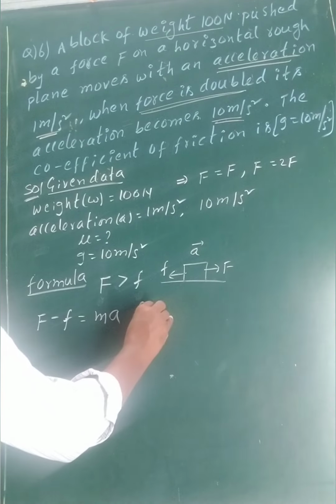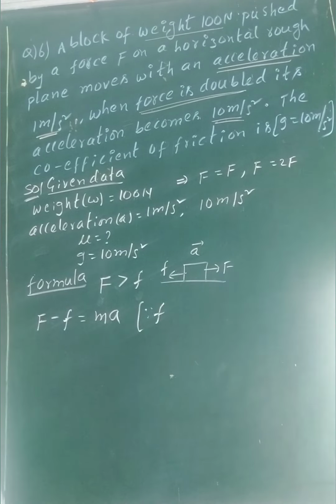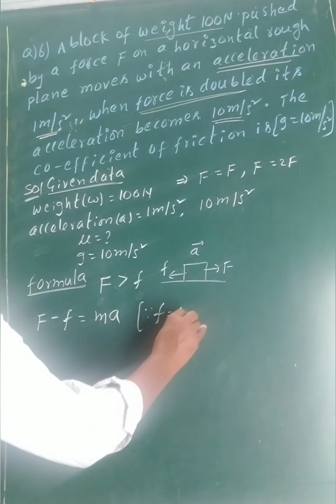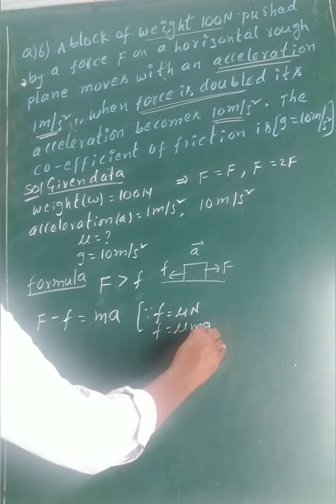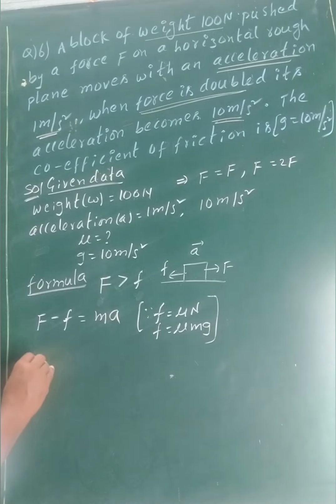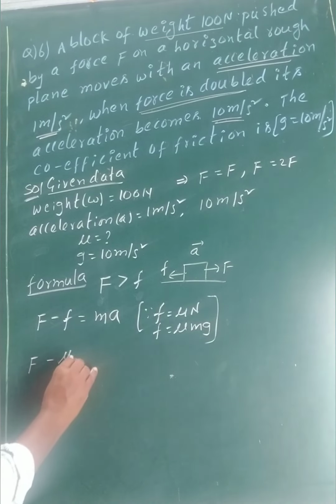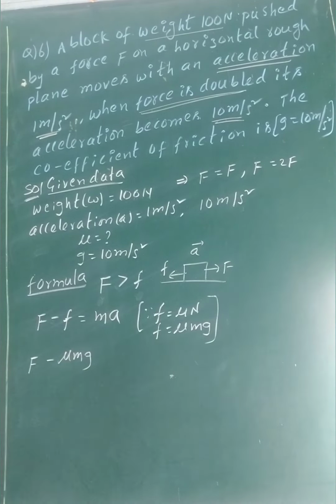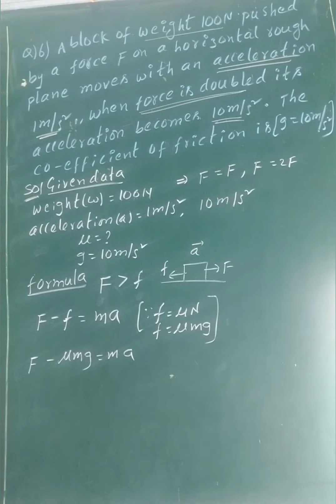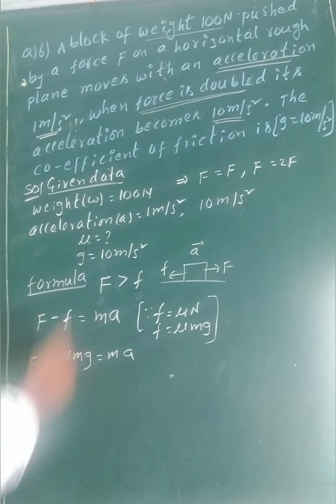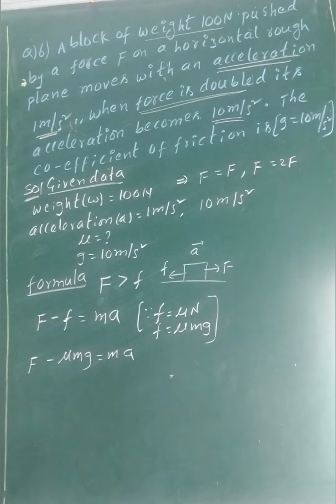Since we know that F is equivalent to mu into N, we can write F equal to mu mg. So F minus mu mg is equivalent to mass and acceleration. This is the formula. Based on the formula, we substitute the given data.